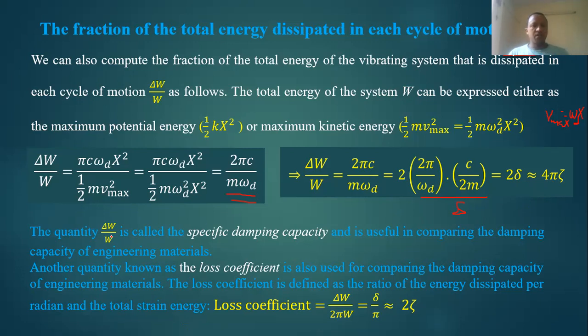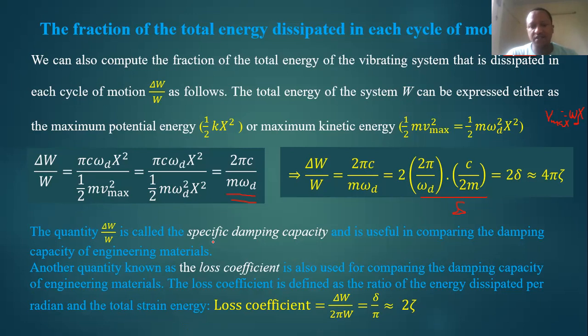The quantity delta W over W is called specific damping capacity. The ratio of dissipated energy to the total work done is known as specific damping, and it is useful in comparing the damping capacity of engineering materials. Another quantity, known as the loss coefficient, is also used for comparing the damping capacity of engineering materials.